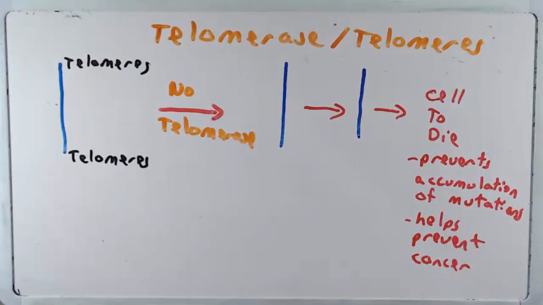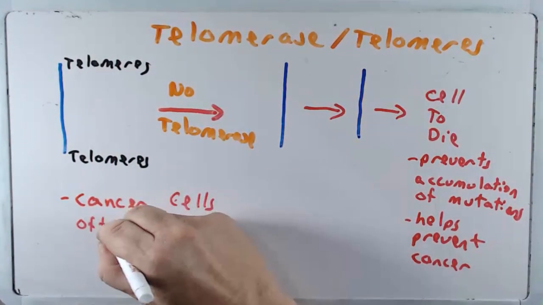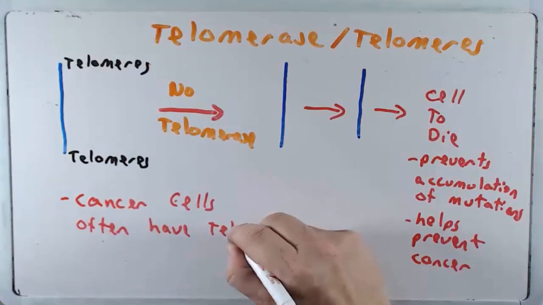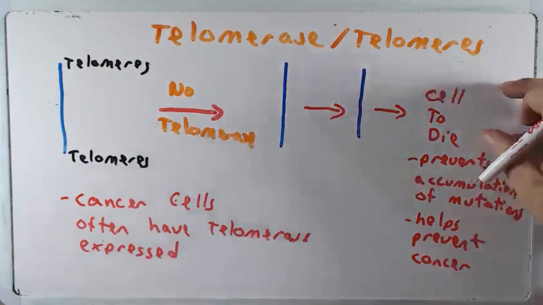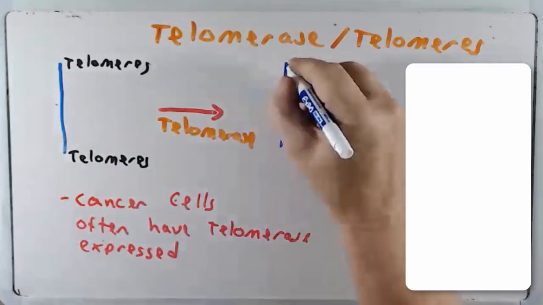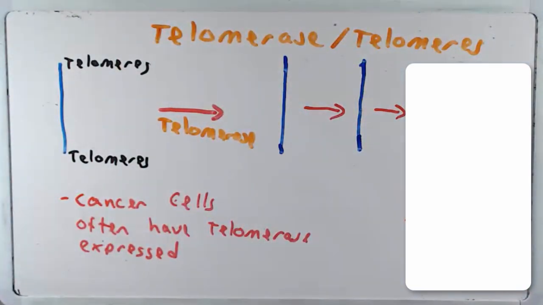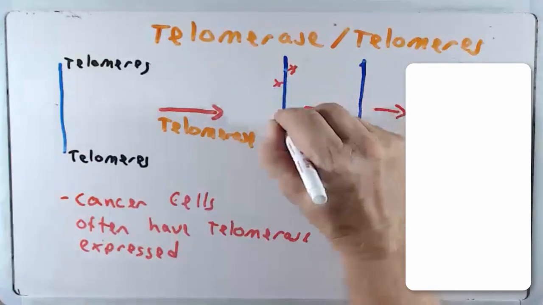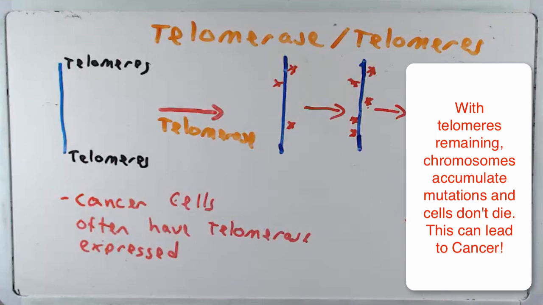In fact, we know that, and I'll just draw that over here because I don't have room here, that cancer cells often have telomerase expressed. Again, we usually don't want telomerase expressed, because we want these cells to die. But if a cell has become cancerous, often telomerase is expressed. So we'll remove the no there. And now the chromosomes don't shorten after each cell division. And after enough cell divisions, what is going to happen is you're going to accumulate mutations, and maybe more and more as time goes on, which can lead to cancer.